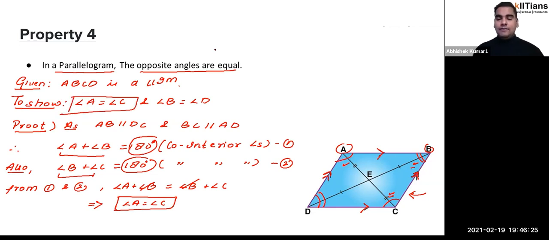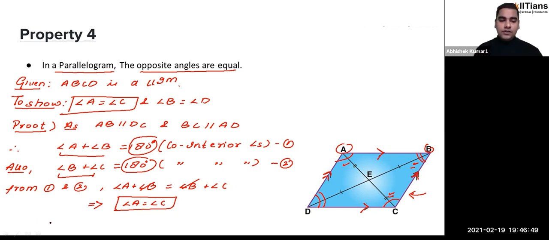If you use the same logic, that means you write angle A plus angle D is 180 because these are co-interior angles as the opposite sides are parallel. Sorry, A plus D is 180. B plus A is 180. Again, for the very same reason, co-interior angles, the lines are parallel. You equate them. You can easily show B is equal to D.